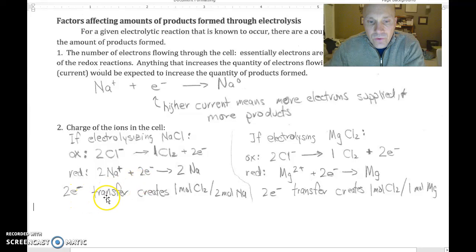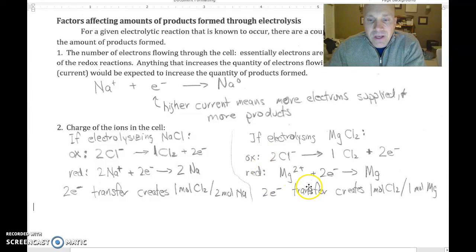Whenever we get that 2 electron transfer, notice it's going to create 1 molecule of Cl2, but it's going to create 2 atoms of sodium. So one way to make this true is if you said 2 moles of electrons would create 1 mole of Cl2 and 2 moles of sodium.